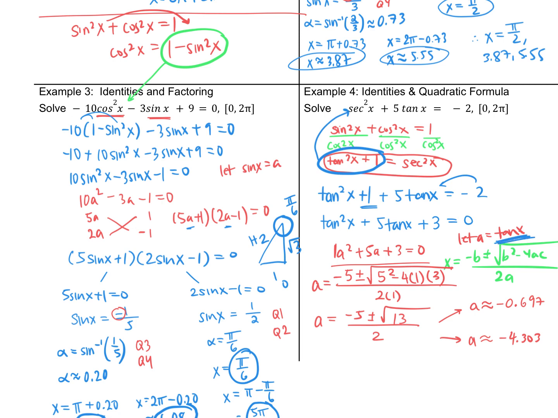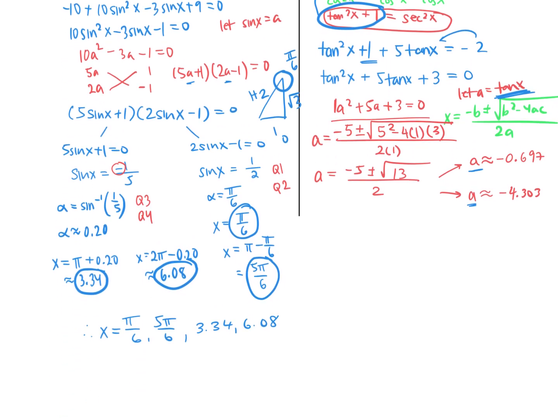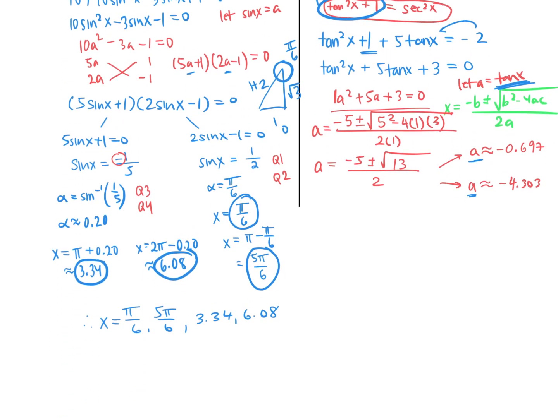Now that's what a is equal to. But we know that a is equal to tan x. So I'll replace each of these values with tan x. So tan x equals -0.697. We're going to solve that. And tan x equals -4.303. And both of these little equations are definitely not related to our special triangles.